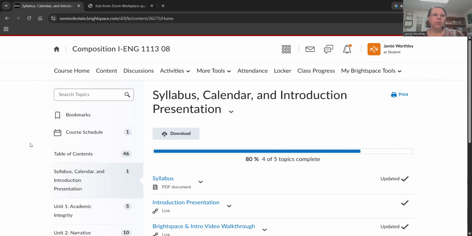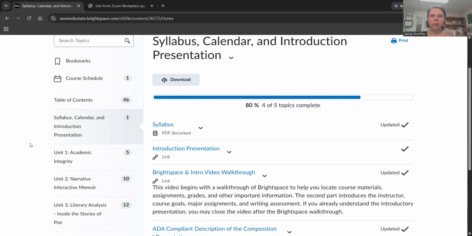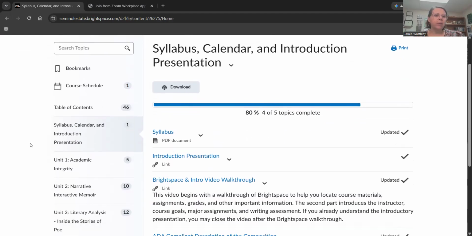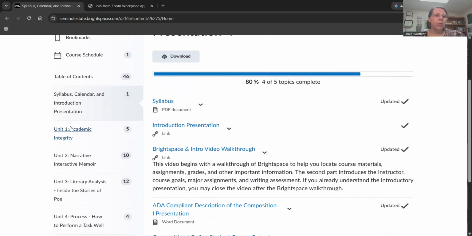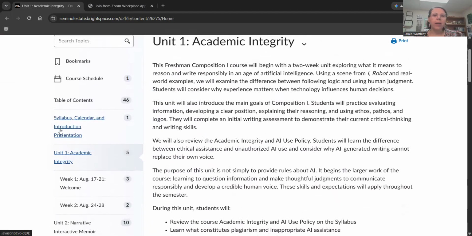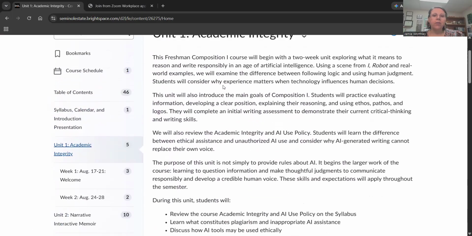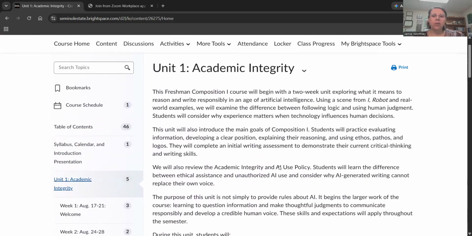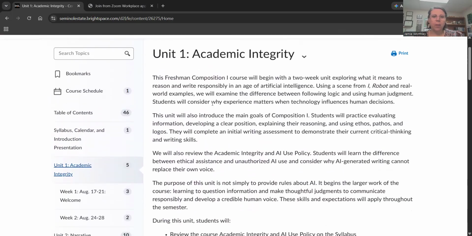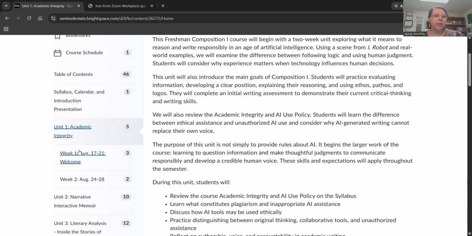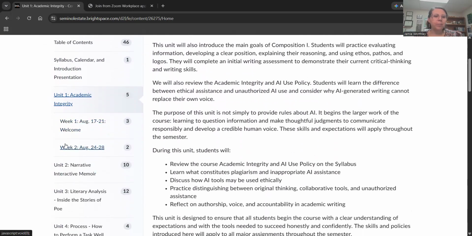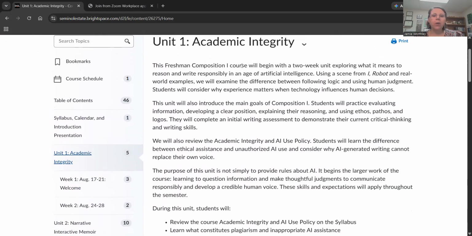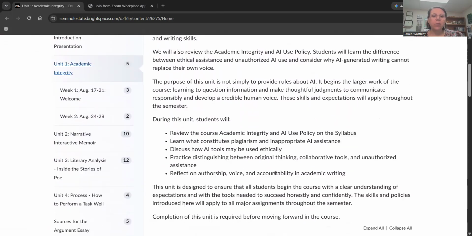All right, so let's go straight into our Brightspace shell here. Unit one, academic integrity. I'm going to put the dates under it too. That might make it a little bit easier on us. So each unit begins with a description of the unit. Then you'll notice week one with the dates and week two with the dates. We're in week one still, the second day of week one. And so you can read what this unit means to us and what we'll be doing.